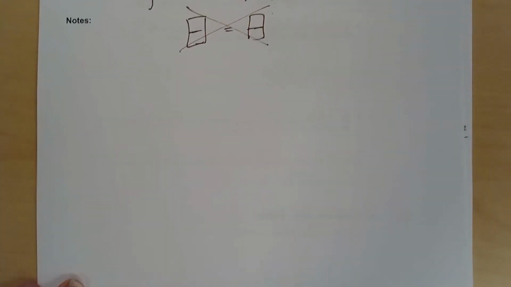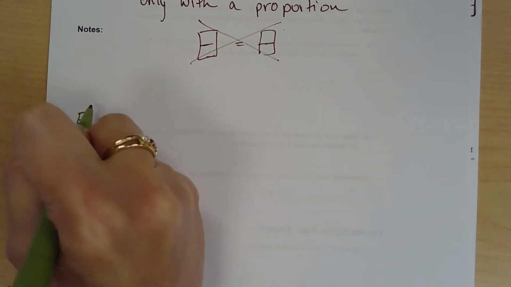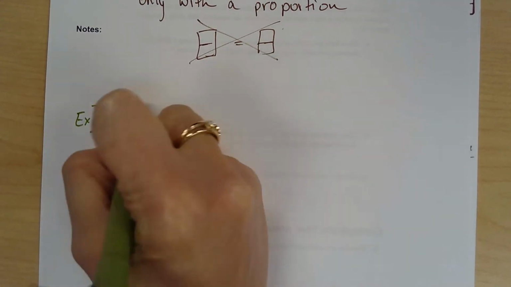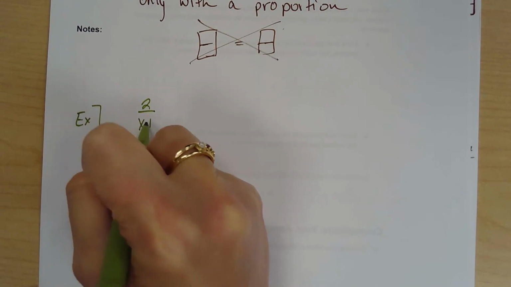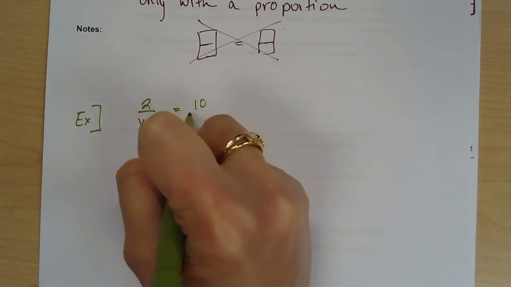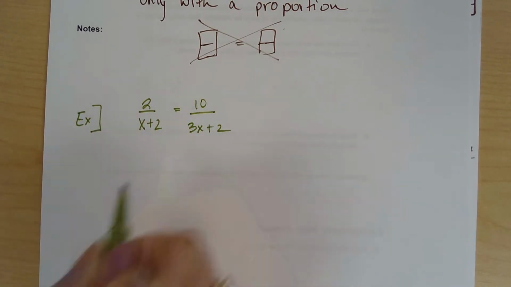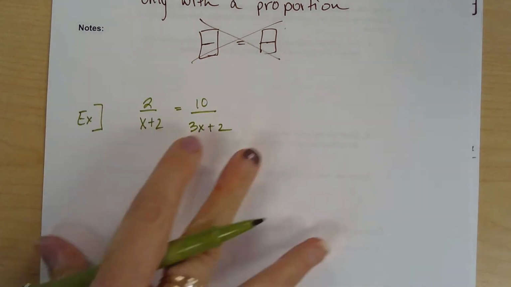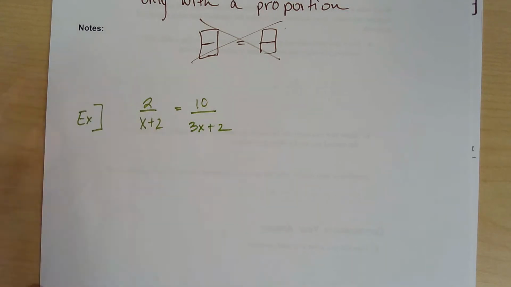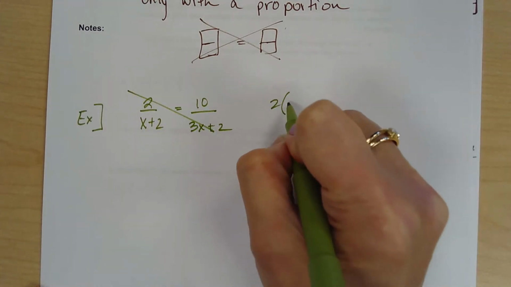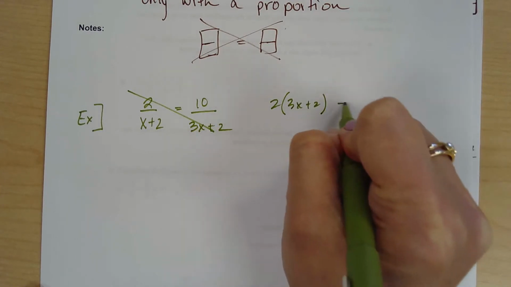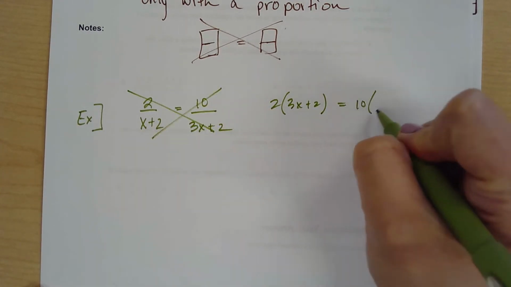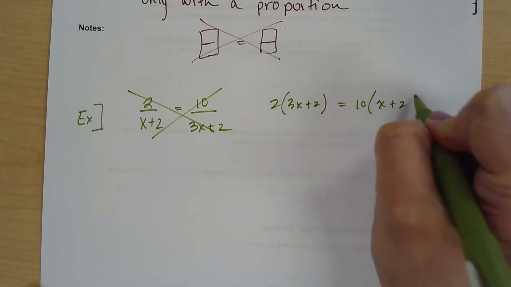So let me give you an example of a scenario in which you would use cross-multiplication. Let's do 2 over x plus 2 equals 10 over 3x plus 2. Notice, fraction equals a fraction, right? So there's nothing else going on here. There are no other terms. This is when you can cross-multiply. So you would get 2 times 3x plus 2 equals 10 times x plus 2.